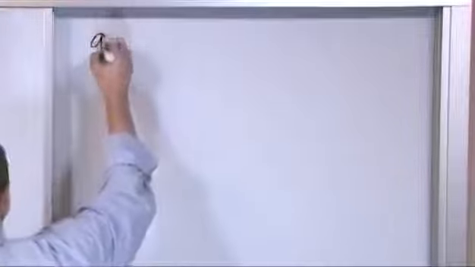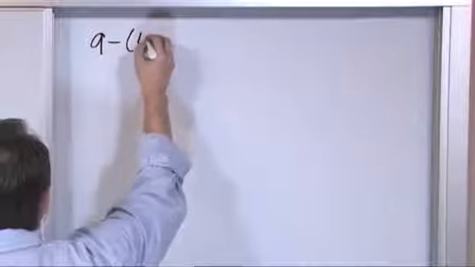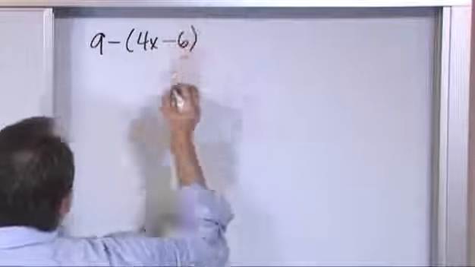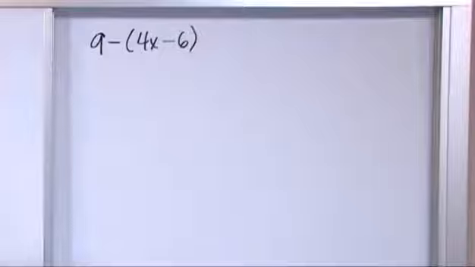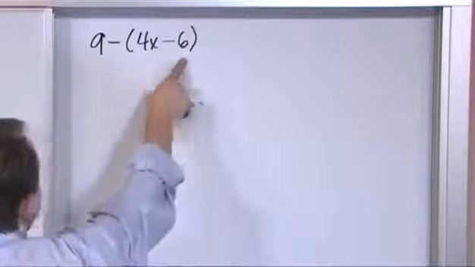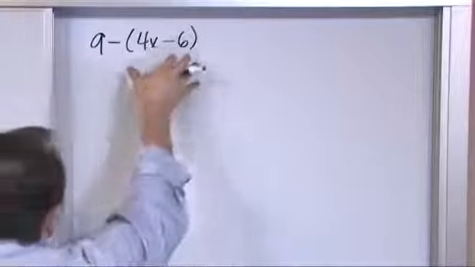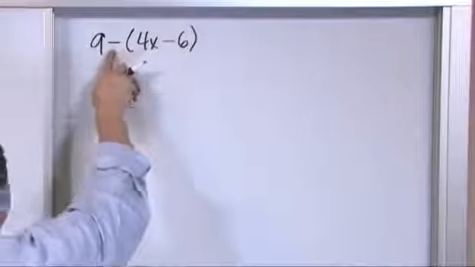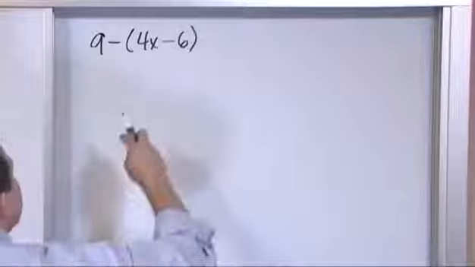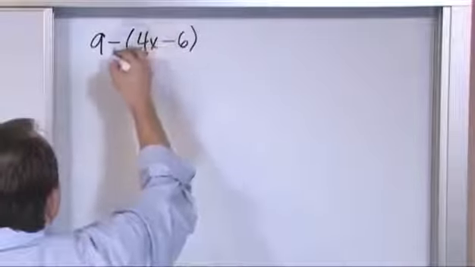Now what if you had 9 minus 4x minus 6? You have the same sort of thing going on. Yeah, you might want to add 9 and 6 together. A lot of students will start to do that, but you've got some bigger fish to fry first. You've got the parentheses in the way, and you've got the negative sign out front, so you have to deal with that first. So we're going to distribute it in like this.